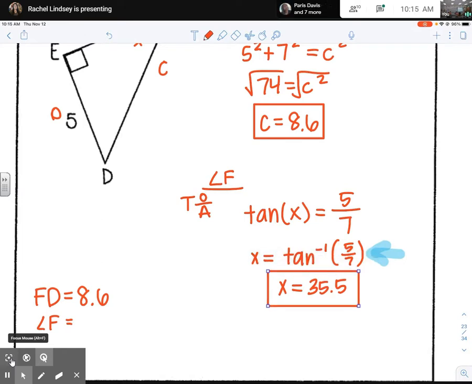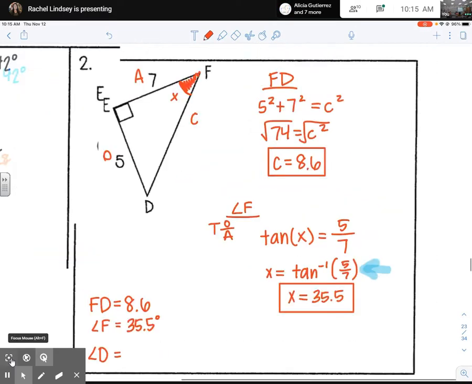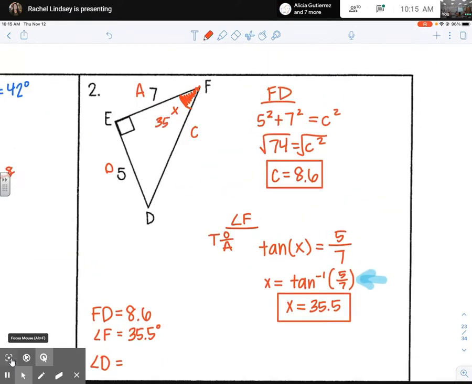So that's angle F. So angle F is 35.5 degrees. And if you do it the other way, like if you would have done D, you might have got a little bit different answer for your equation. It may be like 1 or 2 decimal points off if you do it one way or the other. I just have to show you.